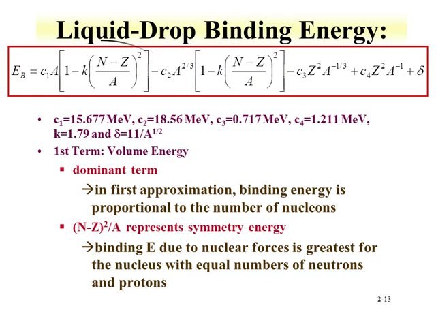So the first term here is our volume term. It's the dominant term in this equation, and it's basically saying that the binding is proportional to the number of nucleons. This value here represents symmetry energy, which is greatest for nuclei with an equal number of neutrons and protons.